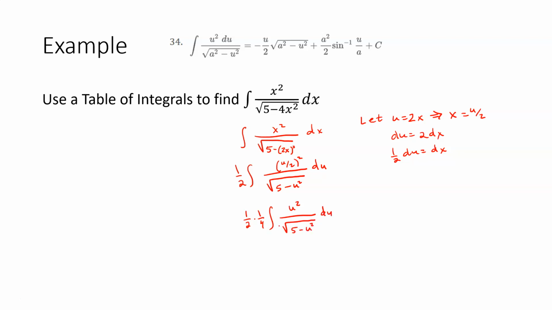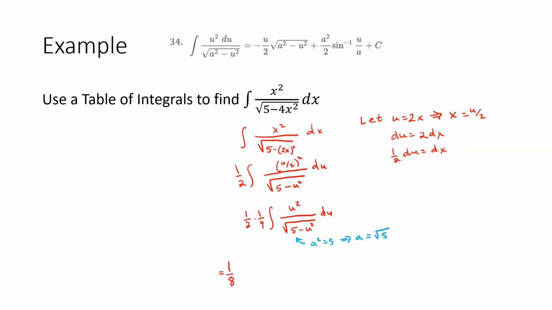Okay. Now we see it's in the form u squared over the square root of a squared minus u squared, where in this case a squared is 5. So that means we're going to use a equals the square root of 5. Okay, so now we can use our formula.